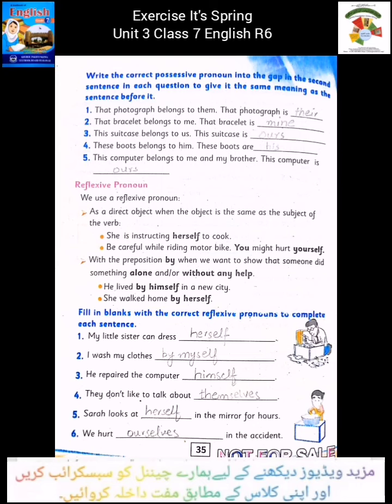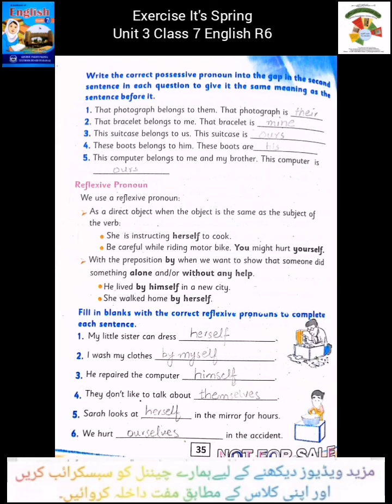This suitcase belonged to us. This suitcase is ours. So us and ours are both the same. These boots belong to him. These boots are his. This computer belongs to me and my brother. This computer is ours.